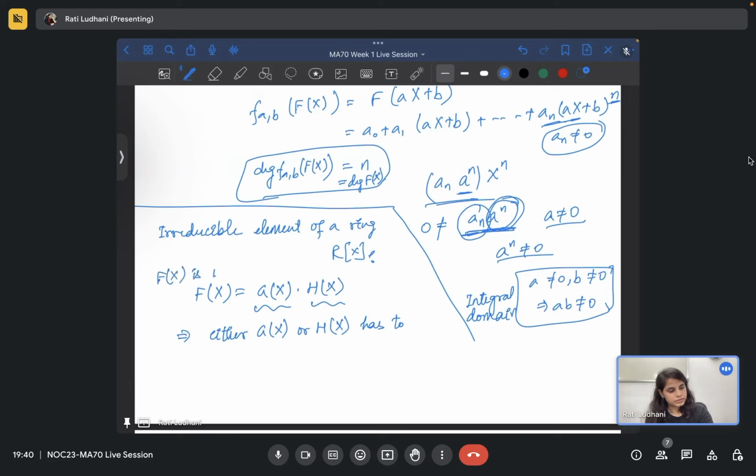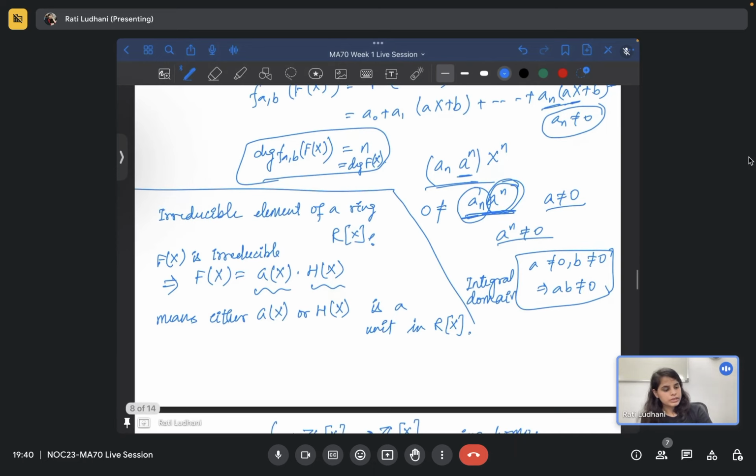F(x) is irreducible implies either this or this is a unit in that ring, a unit in R[x]. So now units in R[x] are constants. Constants means elements of R.